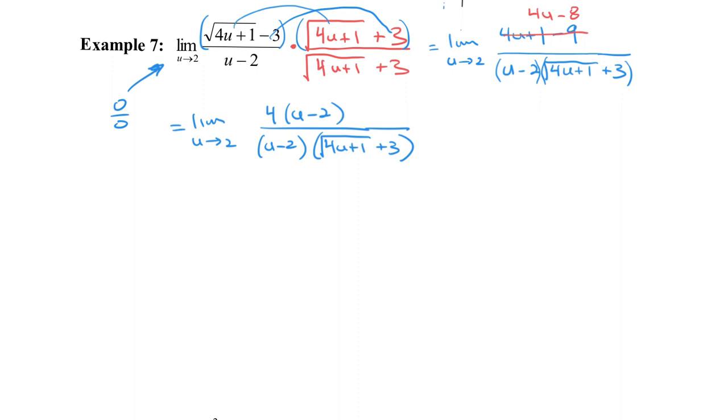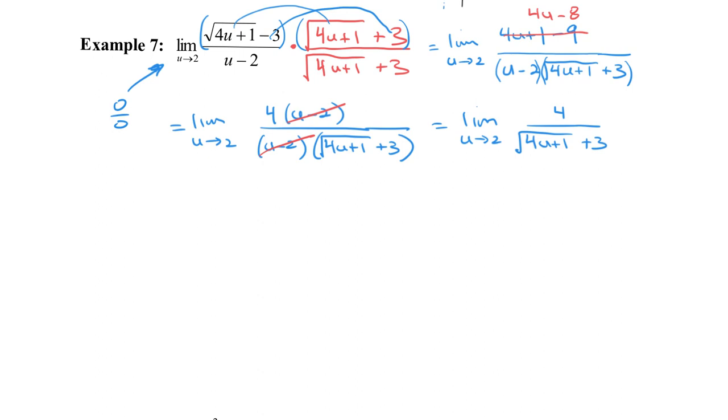And then we can see here we can cancel these. So the u minus 2's cancel, which is good, because if they're in there, we're still going to get 0 over 0. But once they cancel, then we'll be able to take the limit. So we get the limit as u approaches 2, 4 on top, 4u plus 1 plus 3.